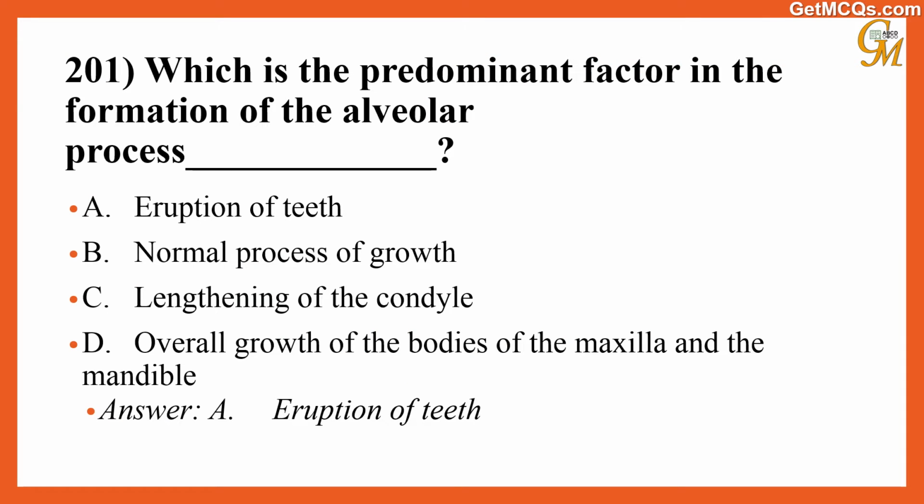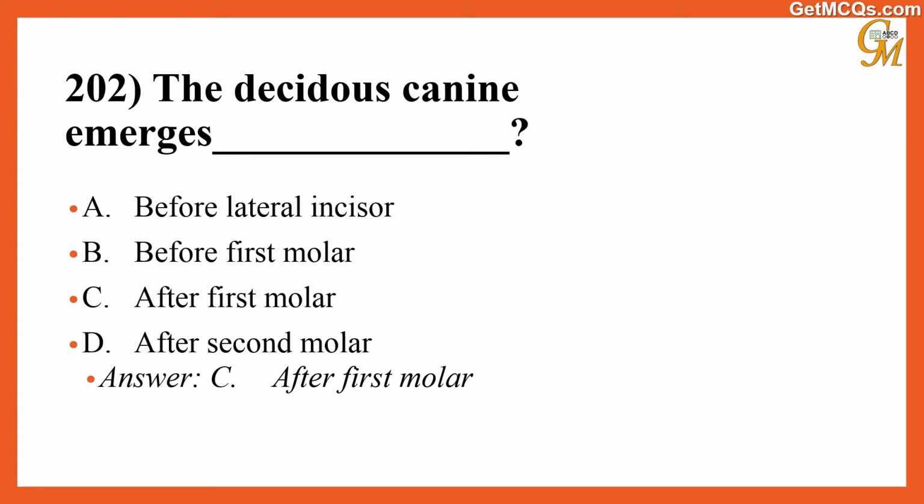201. Which is the predominant factor in the formation of the alveolar process? Answer: A. Eruption of teeth. 202. The deciduous canine emerges? Answer: C. After first molar.